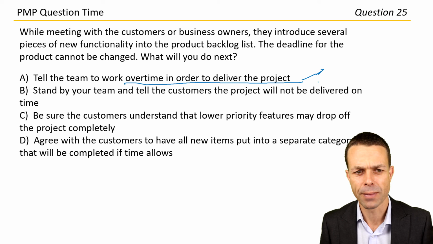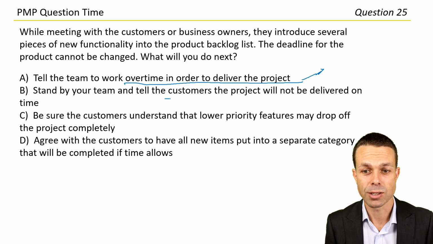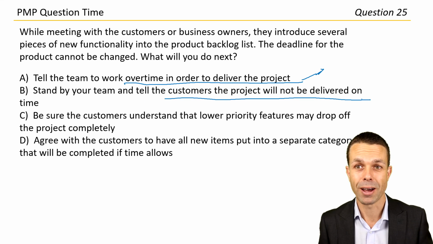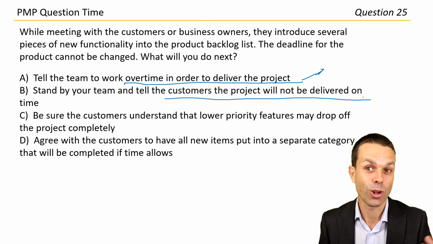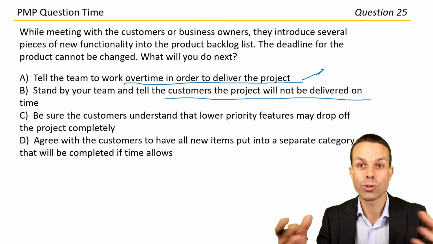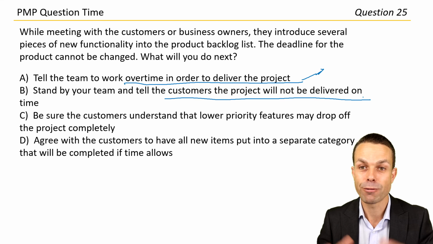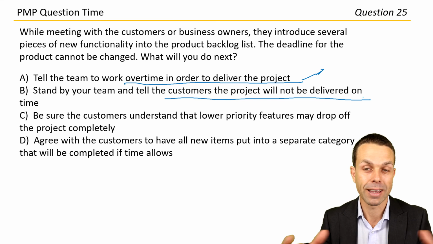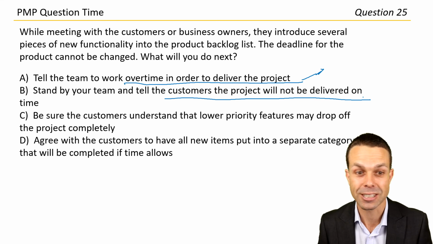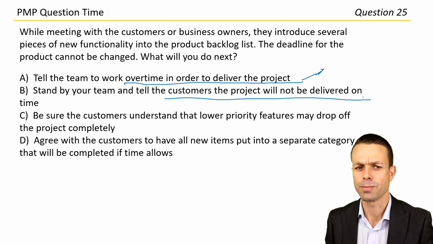So let's see what else we got. Stand by your team and tell the customers the project will not be delivered on time. Okay, now here's the thing, Agile's not about that either, because we're wanting to continuously deliver value and features and pieces of increments that customers can see, feel, and touch. So we still want to be delivering value. It's probably not that one.